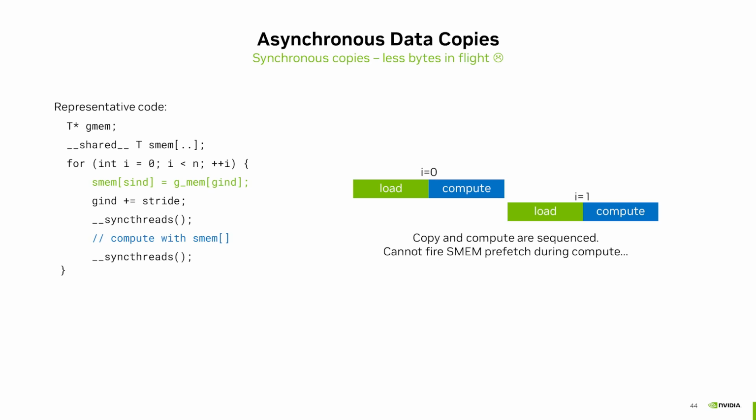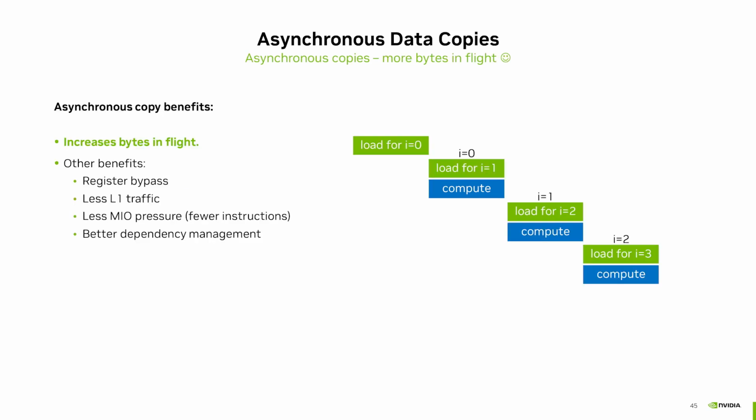So essentially, the asynchronous copy benefits allow us to have this pattern when we can copy data, say prefetch data for the next iteration while computing the current iteration. So this means that we increase bytes in flight. In addition, it allows us to bypass registers and other benefits which I will describe later.